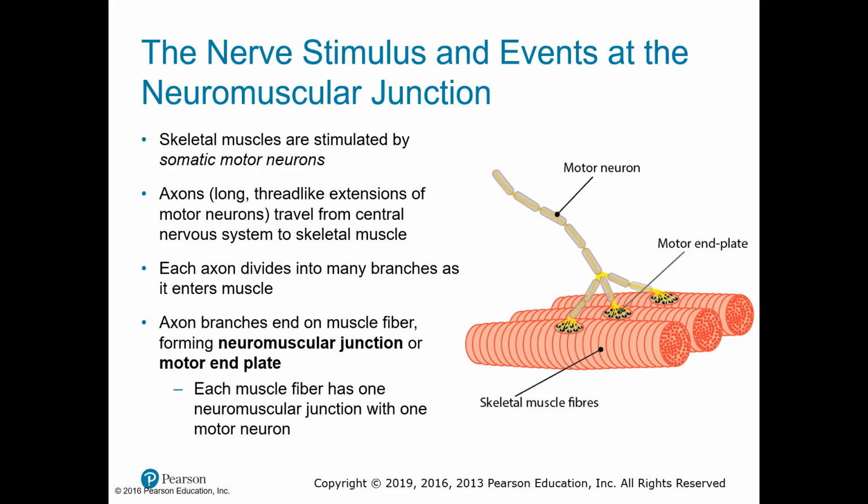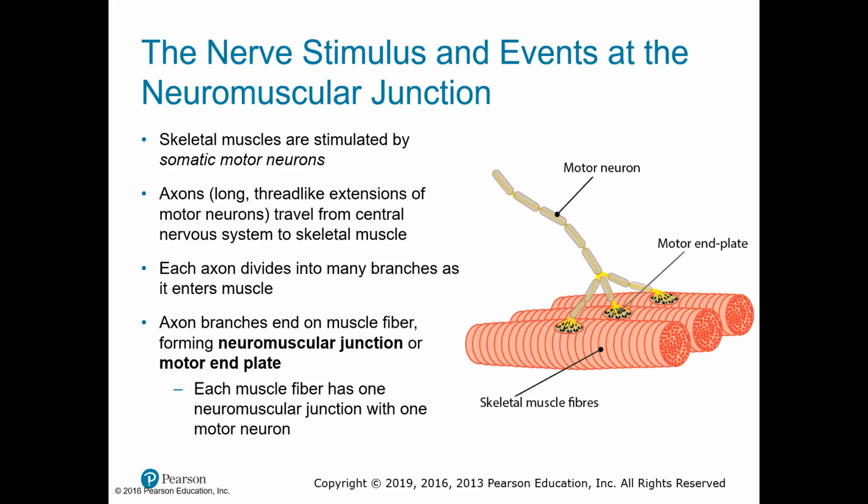So each muscle cell in every muscle is under the control of a motor nerve. It may be 300 muscle cells responding to one nerve. It may be half a dozen muscle cells responding to a nerve. But every axon will divide as it gets to the muscle, and every connection is called the neuromuscular junction. So we have the axon terminal resting just above the muscle itself. We call it the neuromuscular junction.